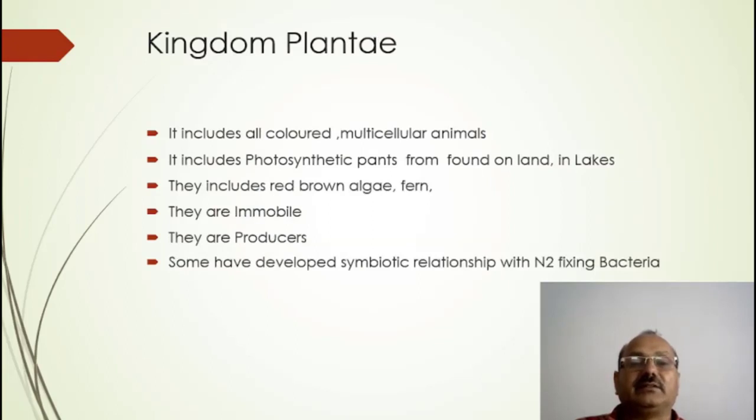The second kingdom, called kingdom Plantae, includes all colored multicellular organisms, mainly plants. They include the photosynthetic plants found in lawns, ponds, lakes, etc. They include red, brown algae, ferns, etc. They are immobile. They cannot change their locality. They are producers because, due to the presence of chloroplast pigment, they can prepare their own food materials. Some have developed symbiotic relationship with nitrogen fixing bacteria. But there are some plants that are heterotrophic.